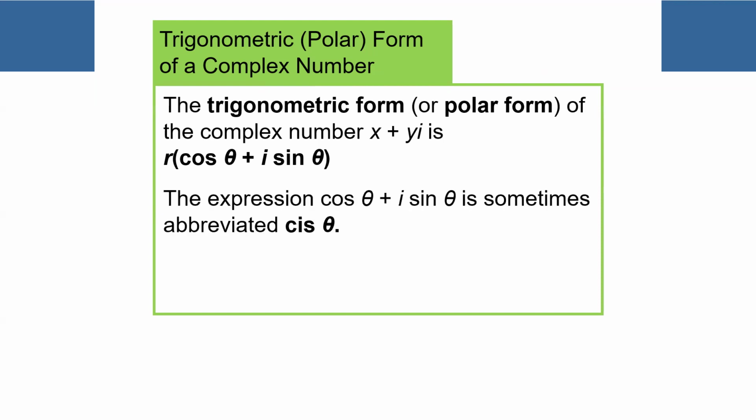So r cosine theta plus i sine theta. Yes, that's x plus yi, your imaginary for your trig values. So a plus bi is normal numbers, right? No trig involved. When we're involving trig, this is the format that it comes out to be.